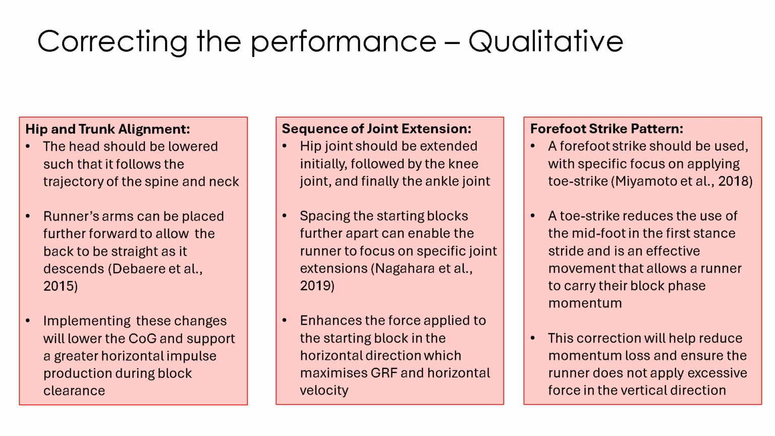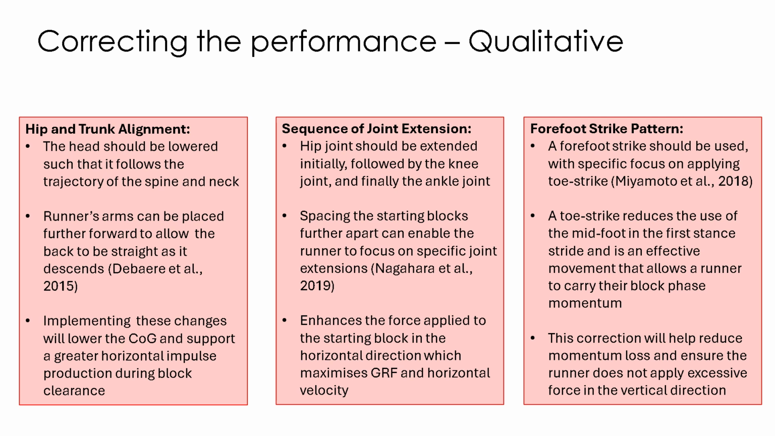Hip and trunk alignment can be corrected by lowering the head such that it follows the trajectory of the spine and neck. DeBera et al.'s 2015 study also recommends placing the arms further forward, which allows the back to be straight as it descends. This lowers the center of gravity and supports horizontal impulse production.